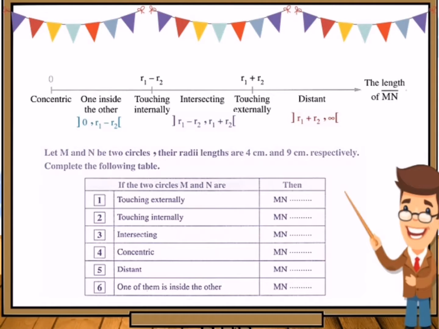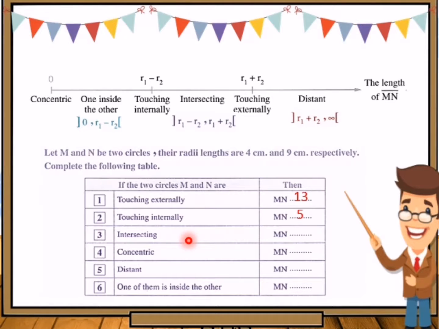An example, let M and N be two circles. Their radii lengths are 4 and 9 respectively. Complete the following table. First of all, if the two circles are touching externally, then MN equals the sum of radii. It will be 4 plus 9 equals 13. Touching internally equals the difference between radii, 9 minus 4 equals 5.